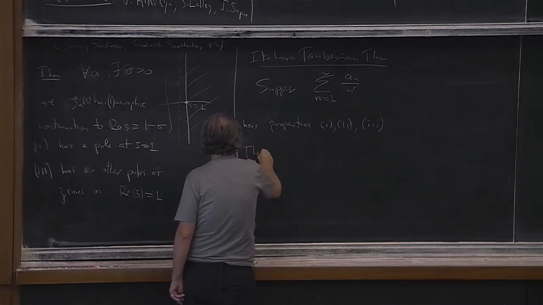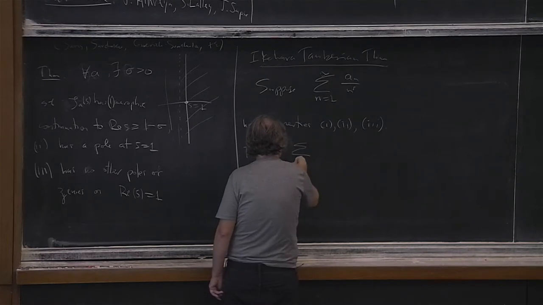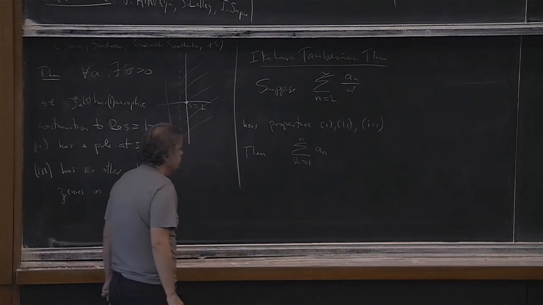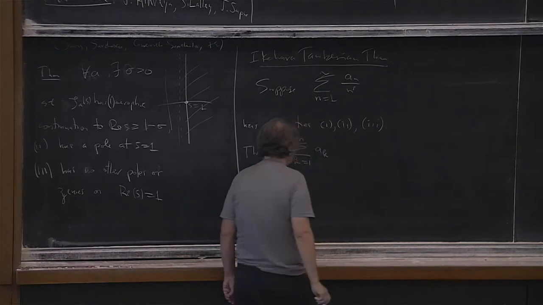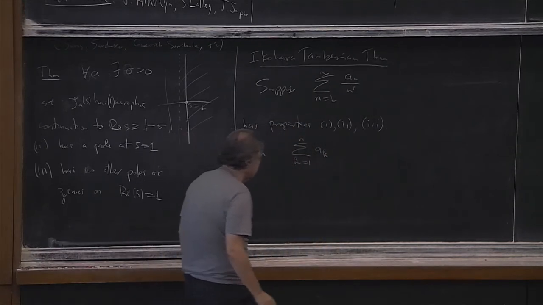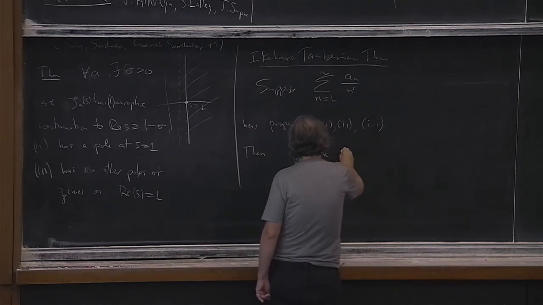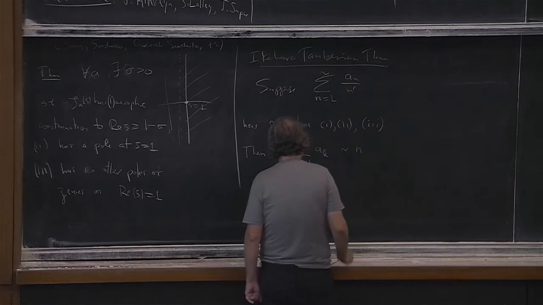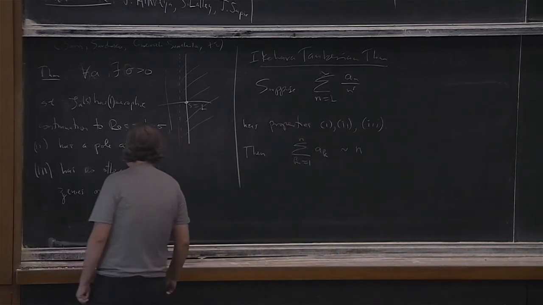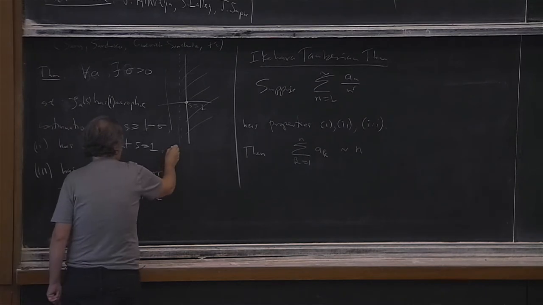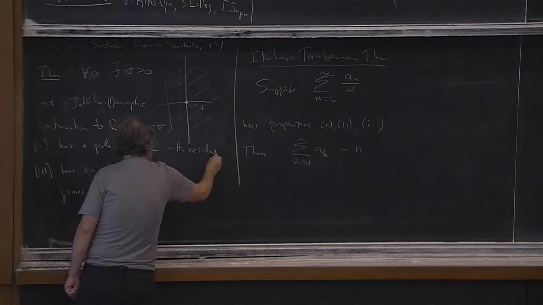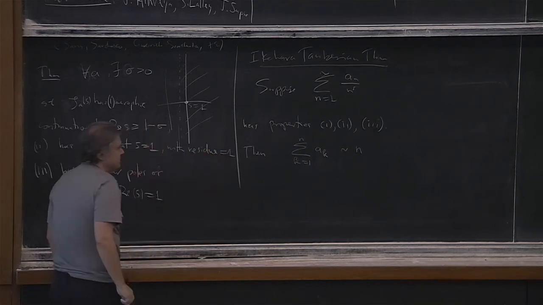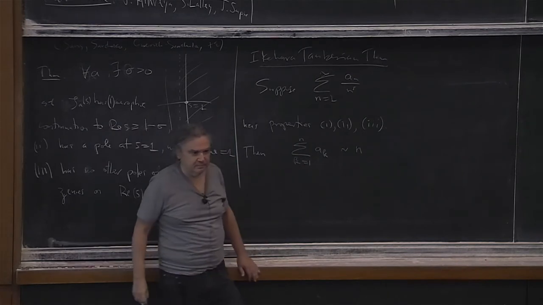Then the sum of the a_n is asymptotic to n. Okay, here I've slightly cheated. I should have added that it has residue 1, because otherwise you could just normalize it. So this is the theorem.